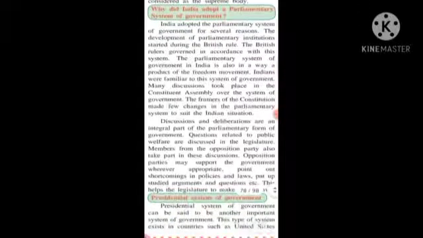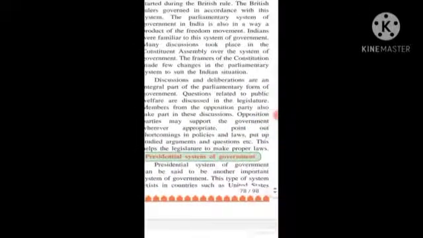Questions related to public welfare are discussed in the legislature. Members from opposition parties also participate in these discussions. Opposition parties may support the government wherever appropriate or point out shortcomings in the policies, laws, etc., put up by studied arguments and questions. So this helps the legislature to make proper laws.